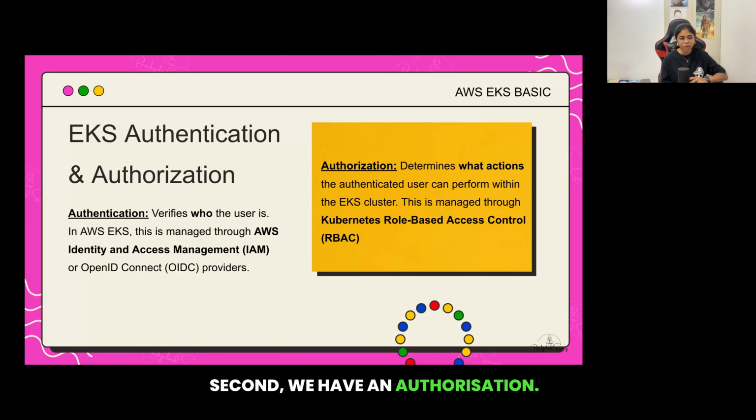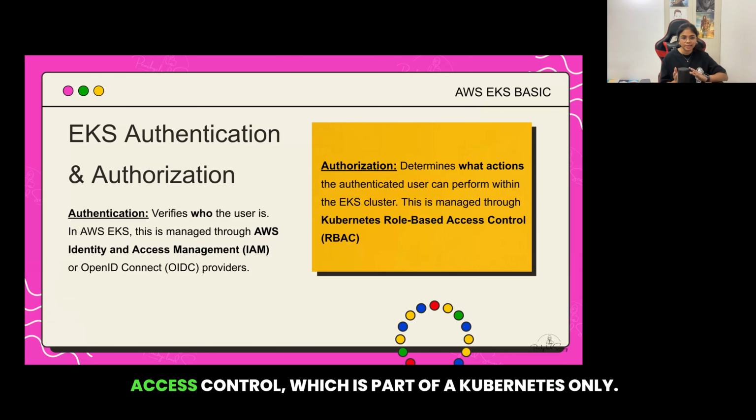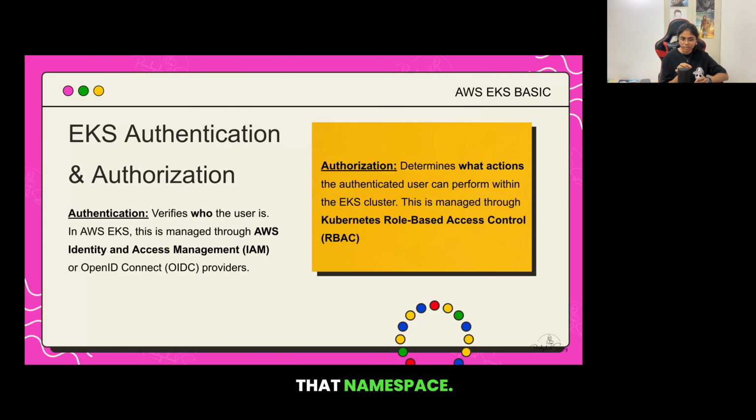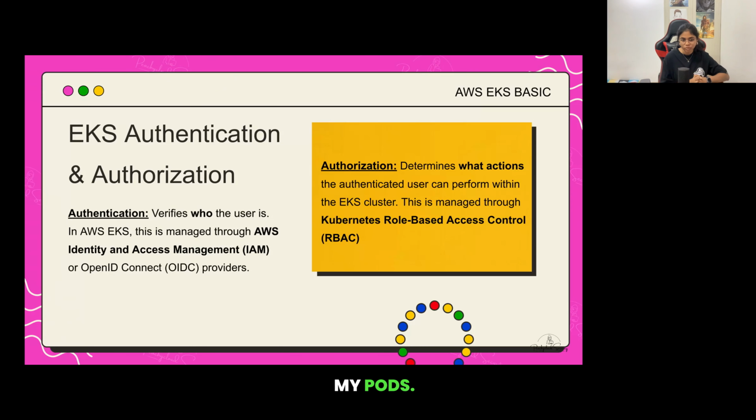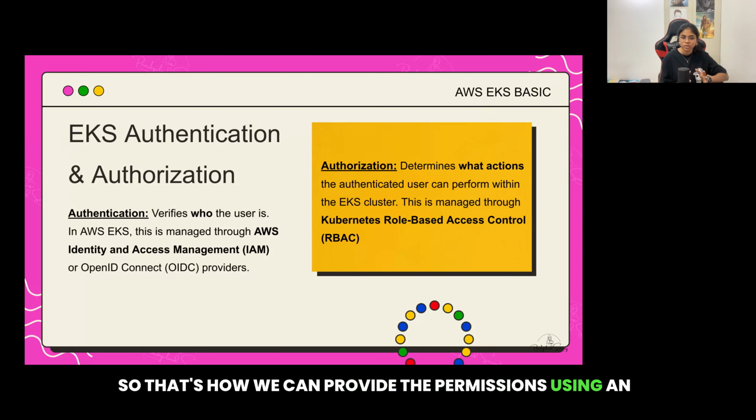Second, we have authorization. For authorization, we have RBAC, role-based access control, which is part of Kubernetes only. Here we create a role and attach it to a user, and that we call a role binding. Then we create a cluster role and cluster role binding. The difference between these two is that roles are namespace confined and applicable only to that namespace, whereas cluster roles are applicable to the entire cluster. That's how we define and provide granular access, like on pods present in ABC namespace, the user can only send a GET request or only read and list my pods. That's how we can provide permissions using RBAC.